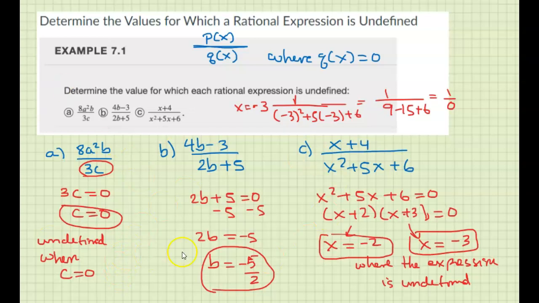As we're working through these problems, especially when we come to the section where we solve equations, we're going to come back to this because we need to check to see whether our solution makes sense, whether it's defined or not.